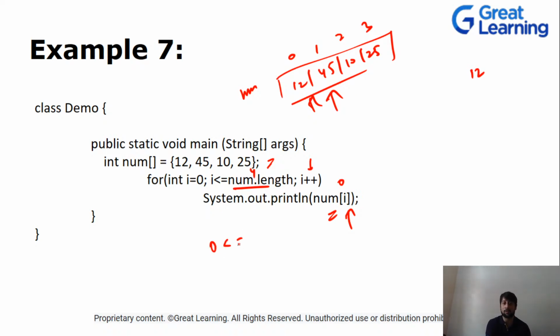So I'm checking, is 0 less than 4? Yes, it is. Is 1 less than 4? Yes, it is. Is 2 less than 4? Yes, it is. Is 3 less than 4? Yes, it is. Is 4 less than 4? No, it is not, but it is equal to.